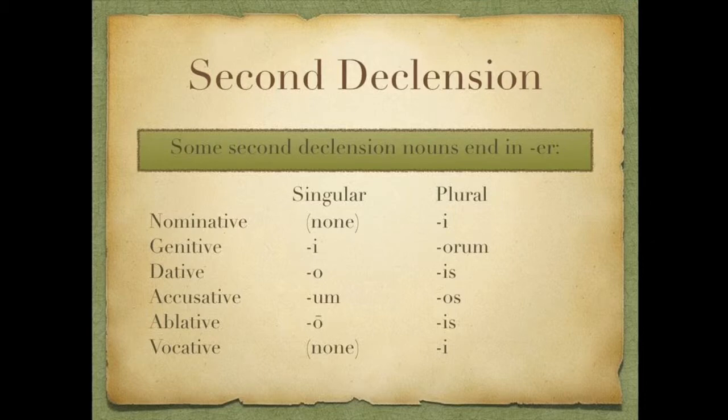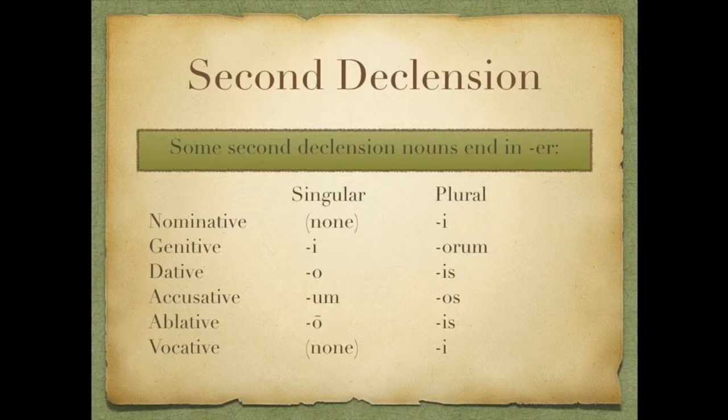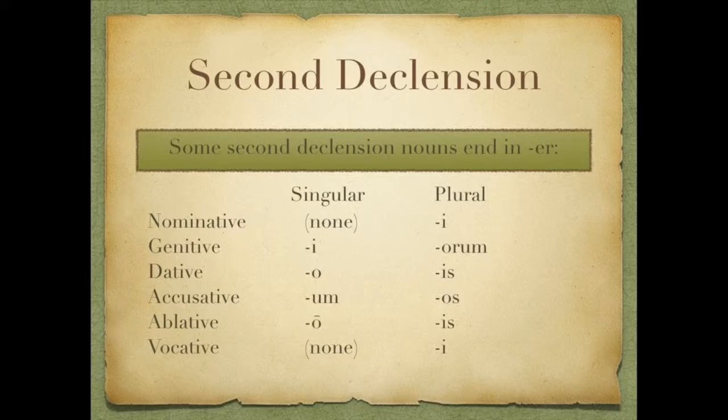So some second declension nouns end in -er in the nominative. So the endings will be slightly different. Nominative singular, we consider there not to be a case ending for -er second declension masculines. Genitive singular is -i, dative singular -o, accusative singular -um, ablative singular -o, and then vocative, again we consider there not to be an ending. Look to the plurals, nominative plural, again -i, genitive plural, -orum, dative plural -is, accusative -os, ablative plural -is, and vocative plural is -i. So very similar to the ones we learned for the -us second declension masculines.